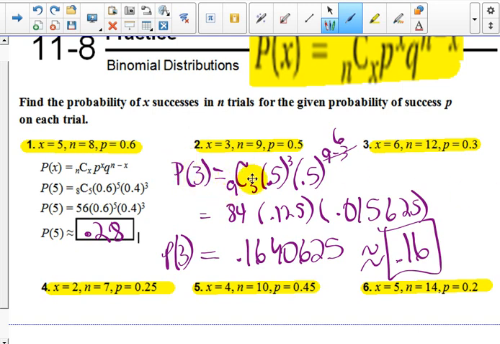So 9C3 is 84. And then 0.5 cubed is 0.125. And then 0.5 to the 9 minus 3, which is 6. 0.5 to the 6th power is 0.015625. And then you multiply these together. And this is what you get.